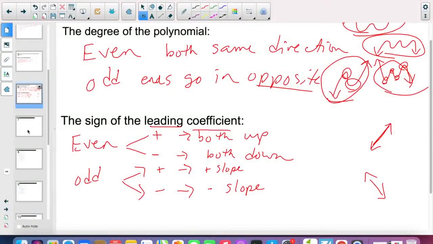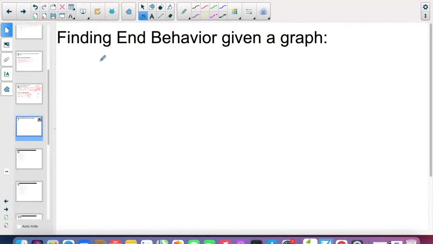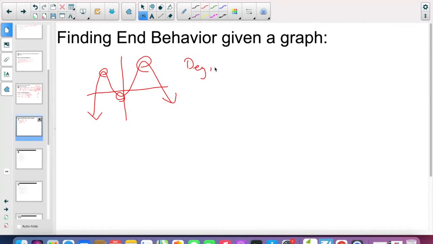So let's do some more examples. If we're finding the end behavior given a graph, there's a bunch of stuff we can figure out. Let's say I'm not going to ask you for specific roots, I'm just going to ask you for the end behavior and the type of roots that this has. Now, if I look at this, I know for this function, I've got 1, 2, 3 curves. So that means my degree is 4 because it's 1 more than the number of curves. So that means I know I'm going to have 4 roots.